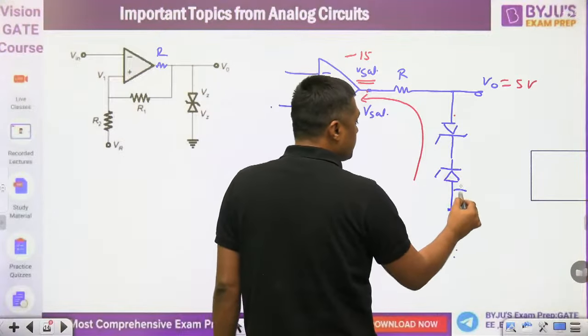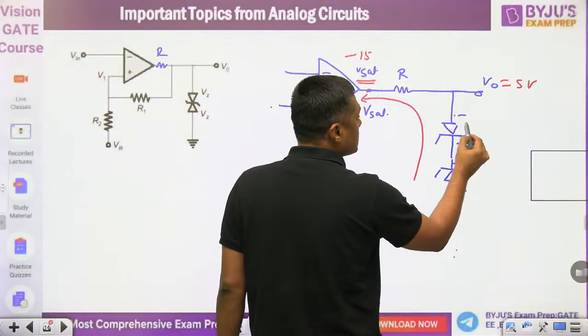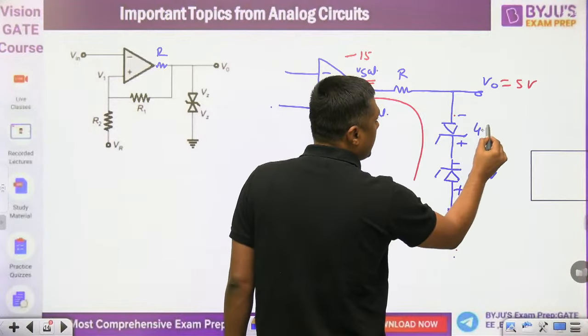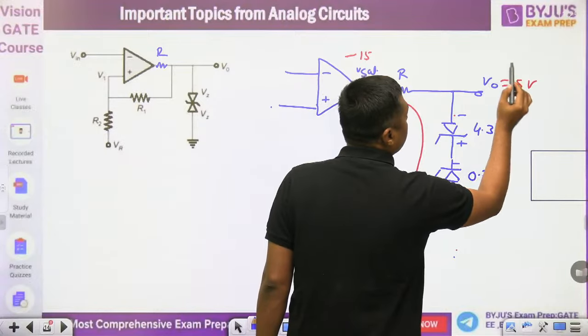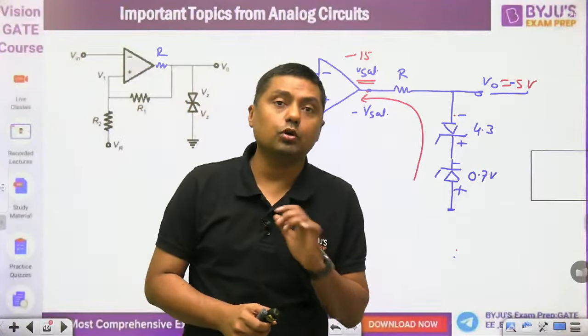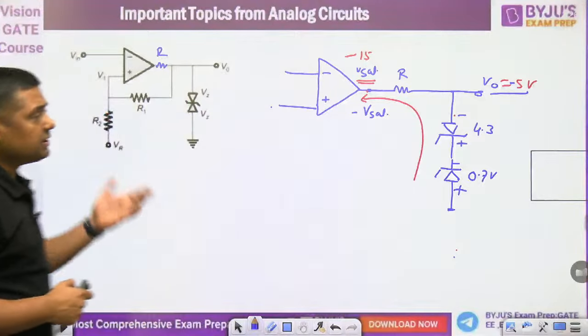Current opposite: this is plus, this is minus, this is plus, this is minus. This is forward bias, this is reverse bias, and you will get minus 5. The output is limited to plus 5 volt and minus 5 volt. Okay, then simply, it is called a limiter.